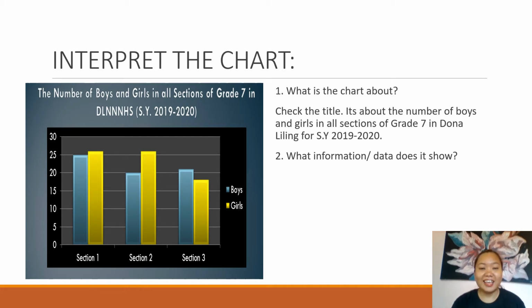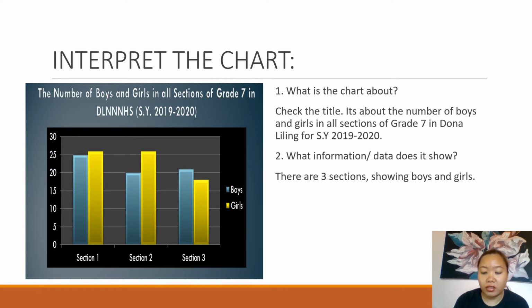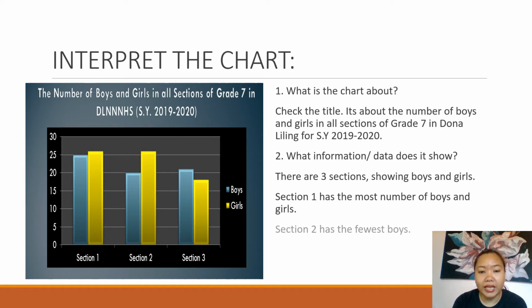Okay, so here. In the chart, there are 3 sections showing boys and girls. Right? You have section 1, section 2, section 3. Also, section 1 has the most number of boys and girls, right? Just by looking at it, you can see that section 1 has more students. It has more boys and more girls compared to the other sections. What other information or data do we get? Section 2 has the fewest boys. Of all the sections, section 2 has the smallest number of boys.